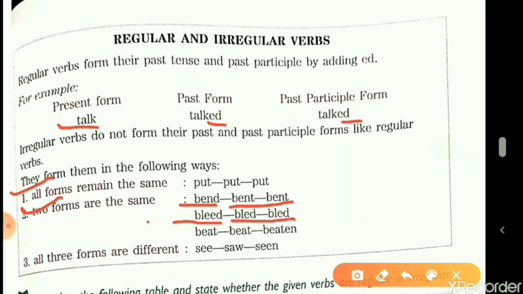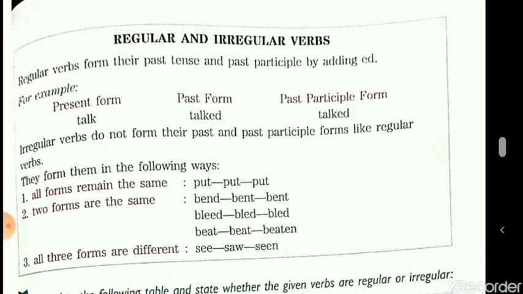That is bled, bled. In the third example, the verb is written beat in the present form. The past form is also beat, whereas the past participle form is beaten. So, the two forms are the same in some verbs and one is different. Whereas the third type has all three forms different. For example, see, saw, seen. Eat, ate, eaten. These are the examples in which all the three forms of verbs are different.